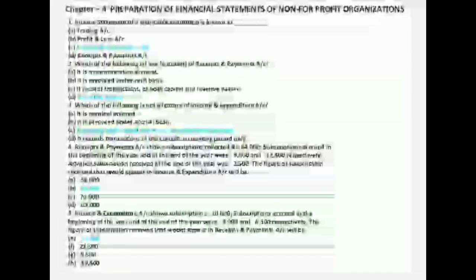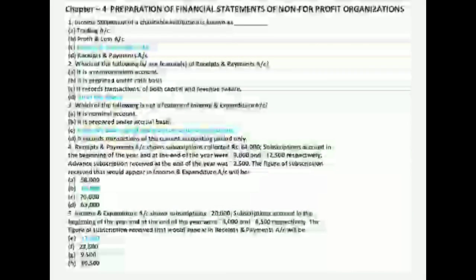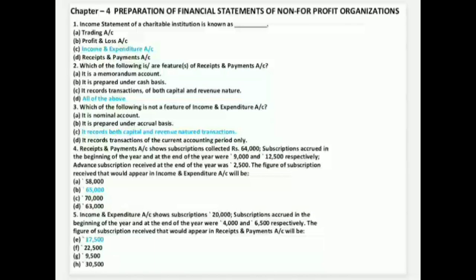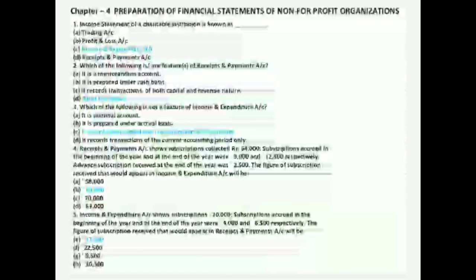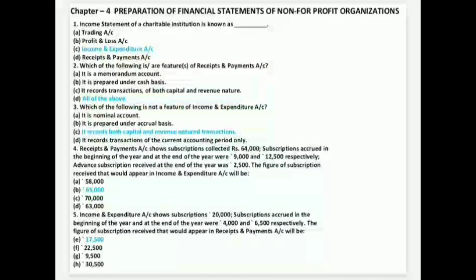Now we'll discuss chapter number 4, preparation of financial statements of non-profit organizations. So question 1: the income statement of a charitable institution is known as. Options are trading account, profit and loss account, income and expenditure account, receipt and payment account. So well guys, the income statement of any charitable institution is known as income and expenditure account. Income and expenditure account is for the charitable institution.